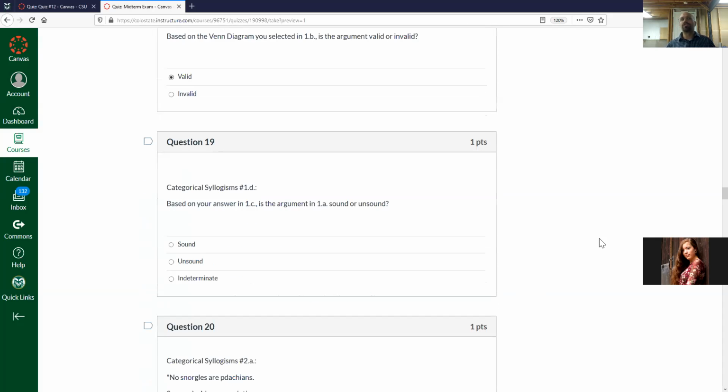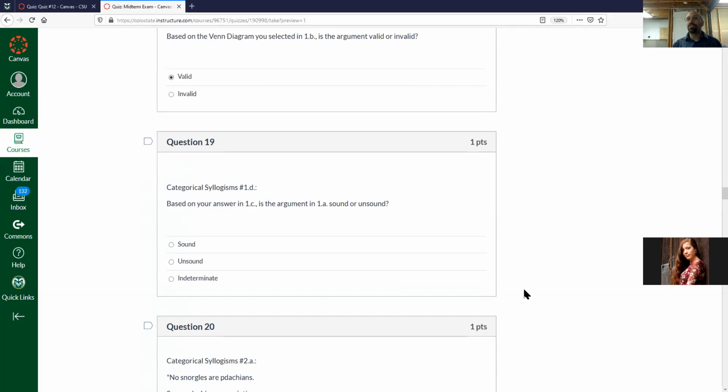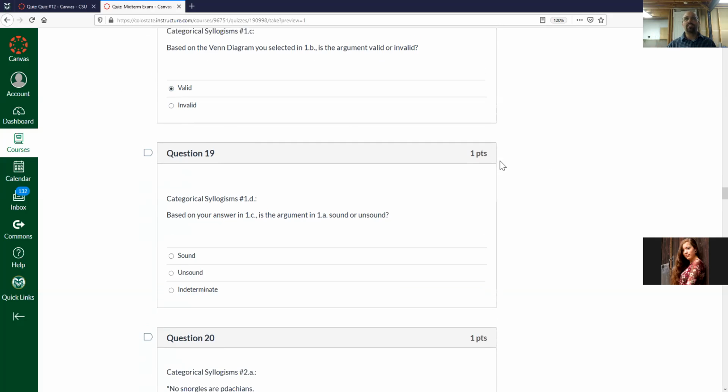All right, now here's the tricky part. Is the argument sound or unsound based on what we know? So it's valid. That means it could be sound, right? What do you need for soundness? You need a valid argument and you need to have true premises. So we satisfy the first condition. We've got a valid argument.